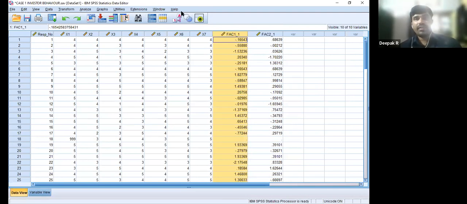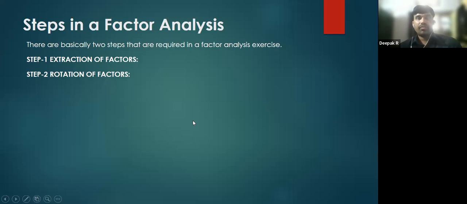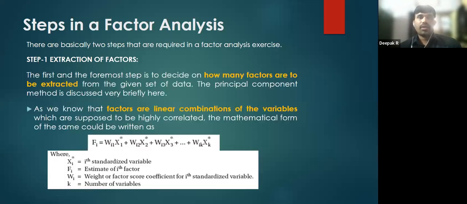So if this is the case, first we'll look at the extraction of the factors, and then we'll look at how to interpret this data. So the first and foremost thing is the extraction of the factors. Now, what we have to decide is how many factors are to be extracted from a given set of data.